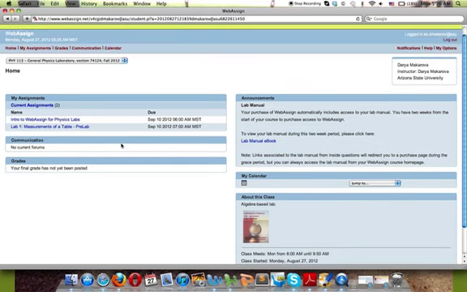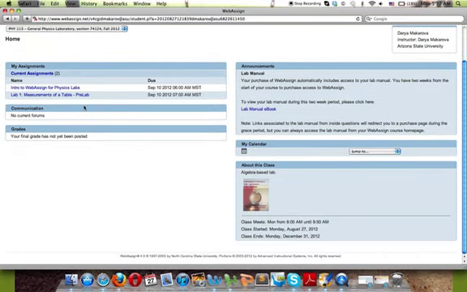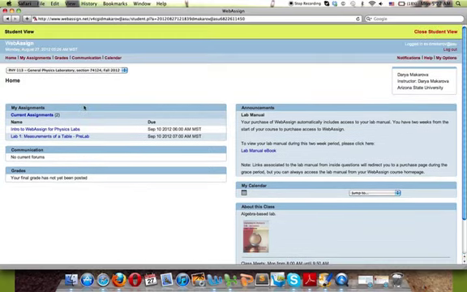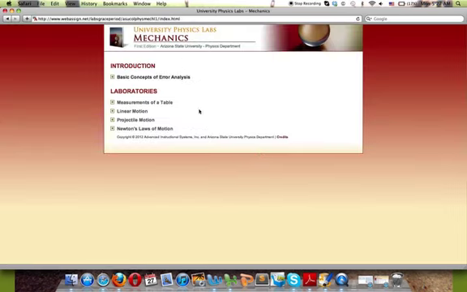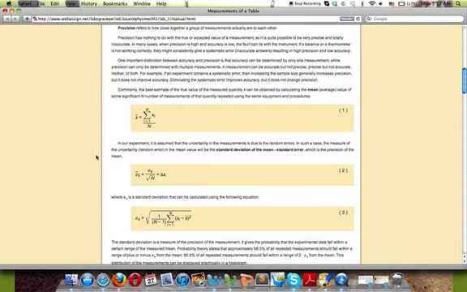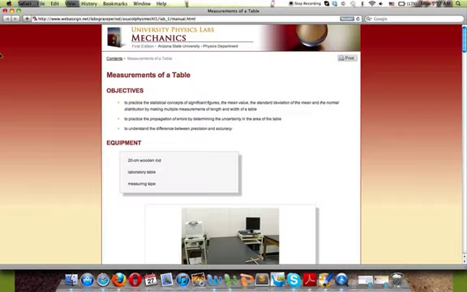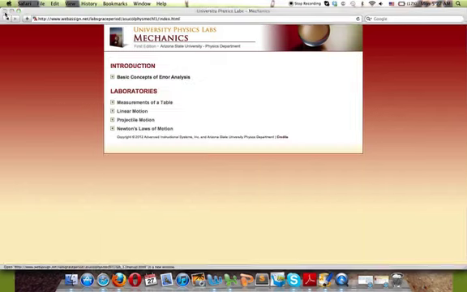This will give your TA a chance to look through the submitted pre-labs, and if there is any common mistake, the TA will go over it in class to clarify and help you with the other assignments in the lab. Okay, there are also lab manuals. Lab manuals are available on WebAssign, and you can see the lab manual for measurement of a table. This is going to be your first lab. It's available for you on WebAssign.